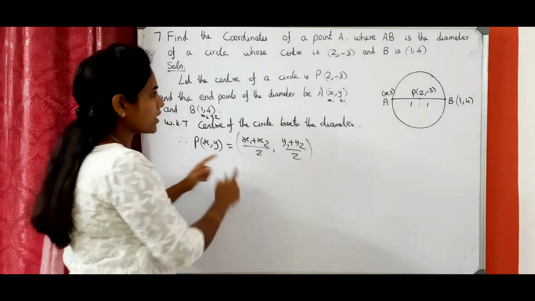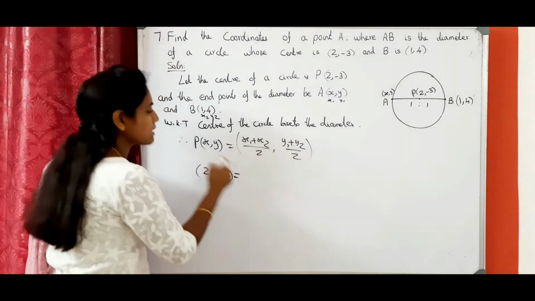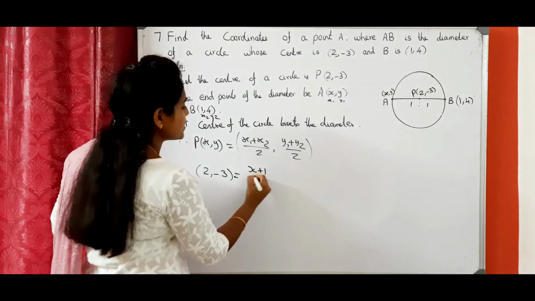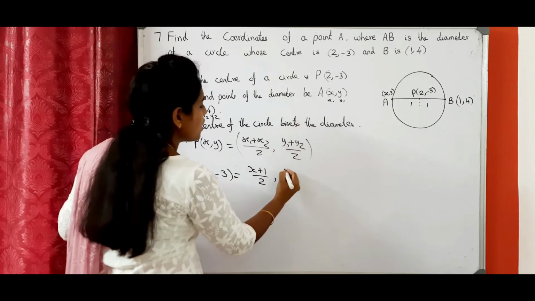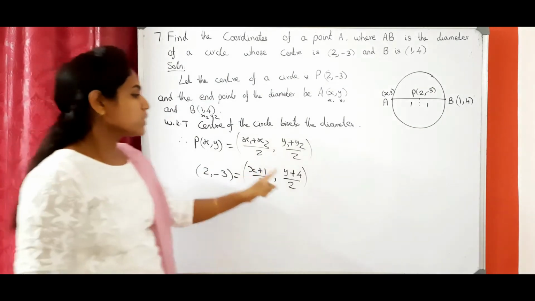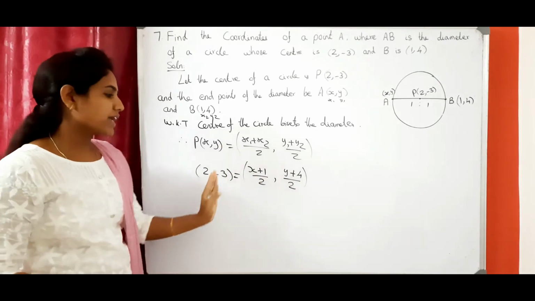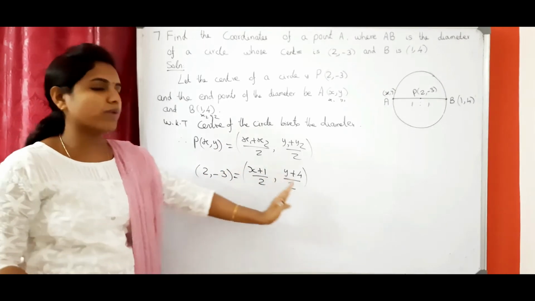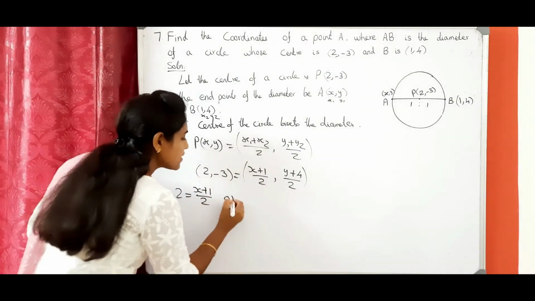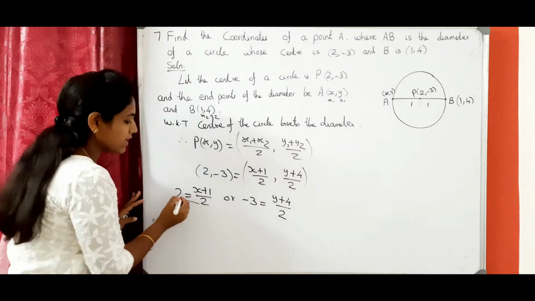So P(x, y) value is how much they gave? (2, -3). So P is (2, -3), and x1 plus x2 gives (x plus 1) divided by 2, y1 plus y2 gives (y plus 4) divided by 2. Now we see both sides are equal, so we can equate the x coordinate value and the y coordinate value. So 2 equal to (x plus 1) divided by 2, and -3 equal to (y plus 4) divided by 2.